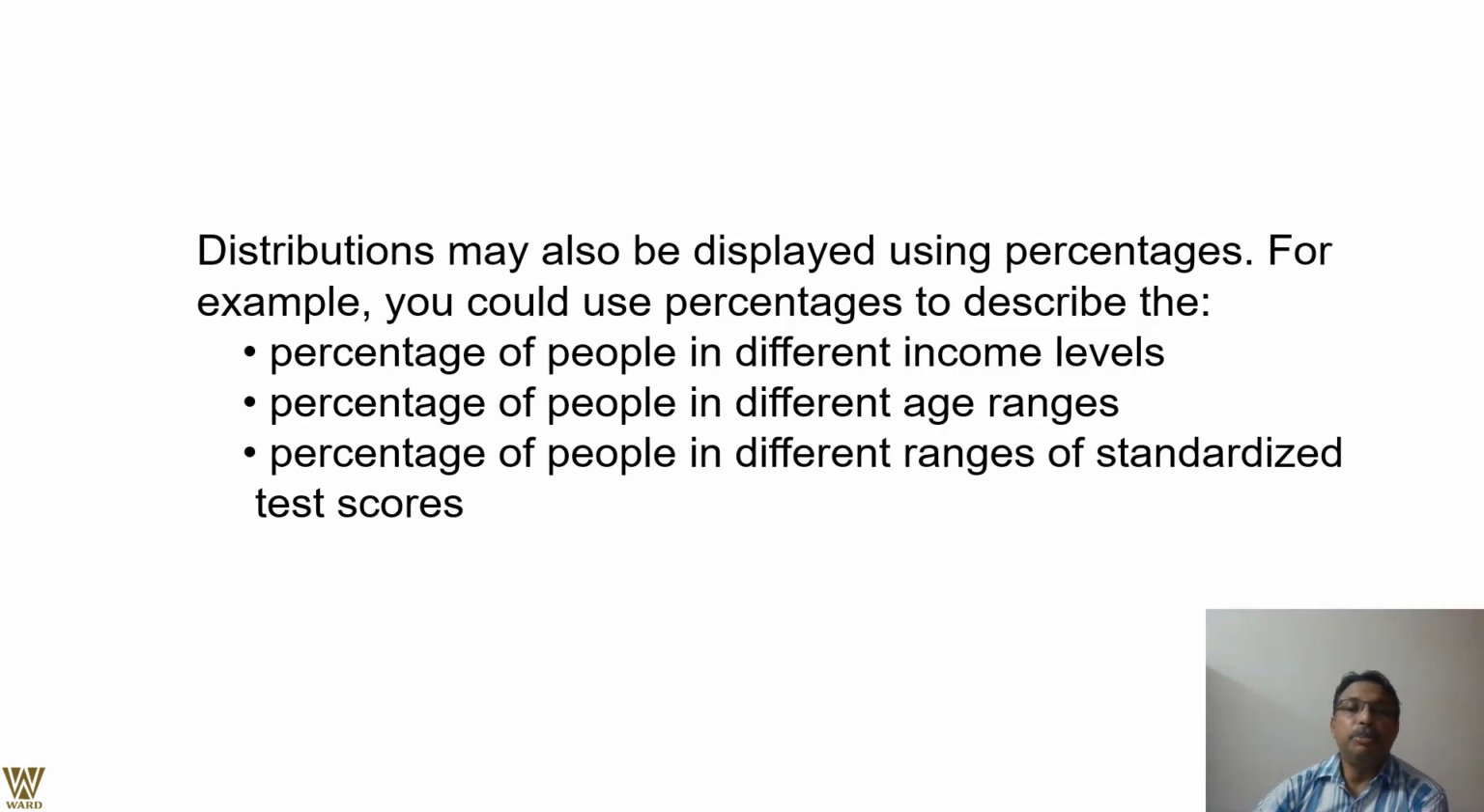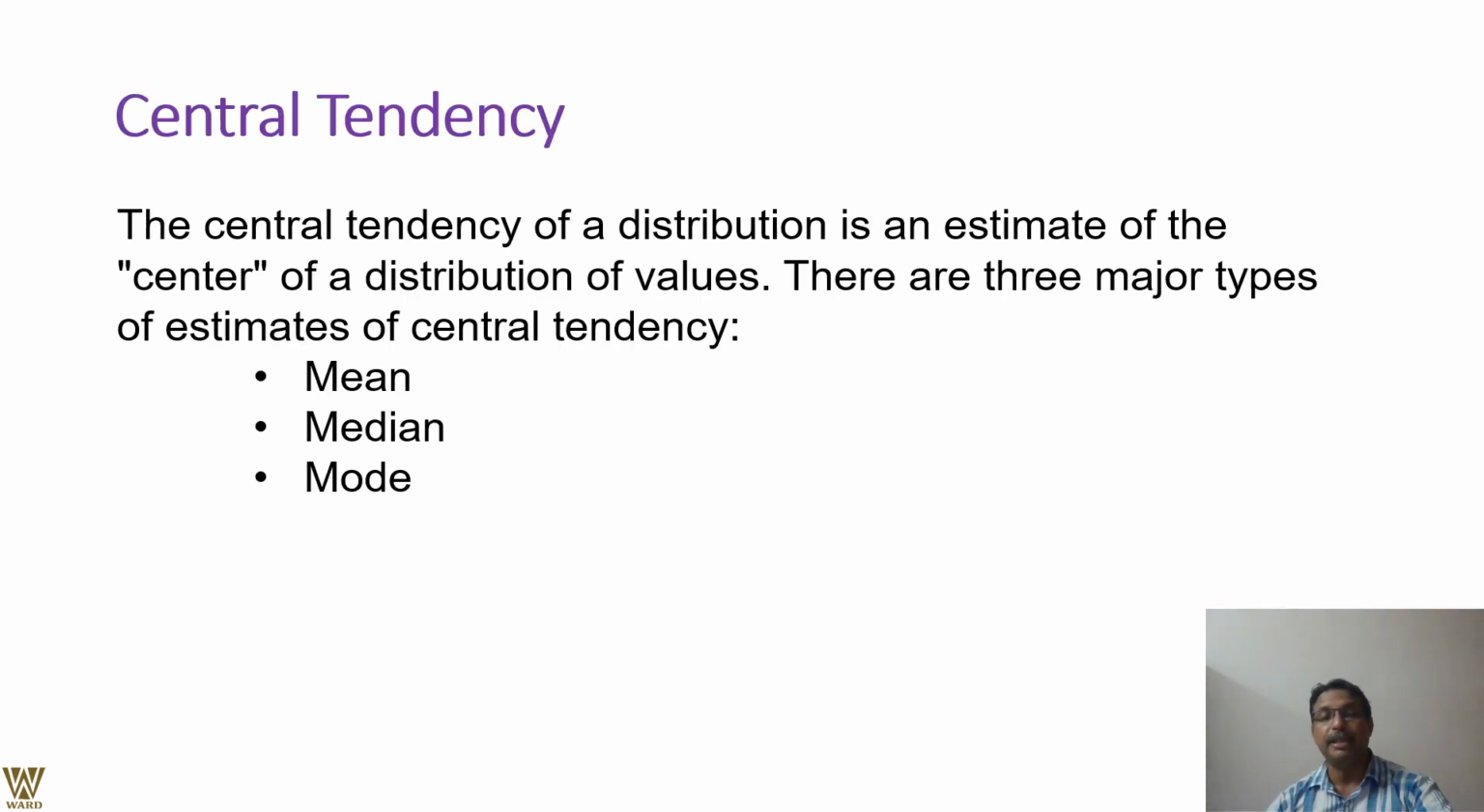Distribution may also display the use of percentage. For example, you can use percentage to describe the percentage of people of different income levels, of different age ranges, of different ranges of standardized test scores, as I just said in the previous slide. Central tendency is an estimate of the center of a distribution of values. There are three major types of estimates of central tendency. What are they? We are talking about mean, median, and mode.